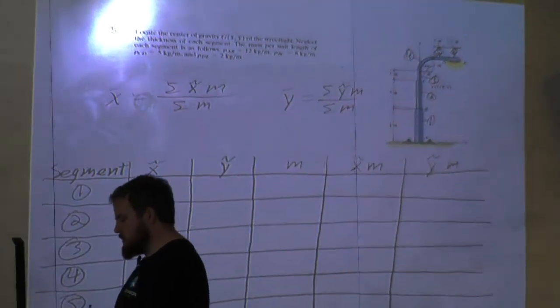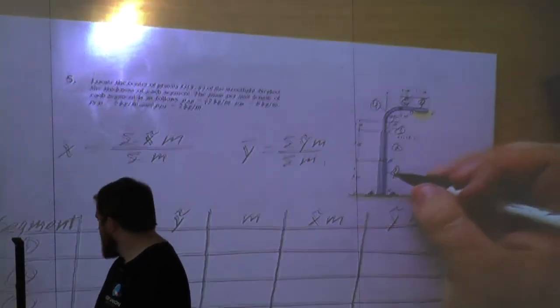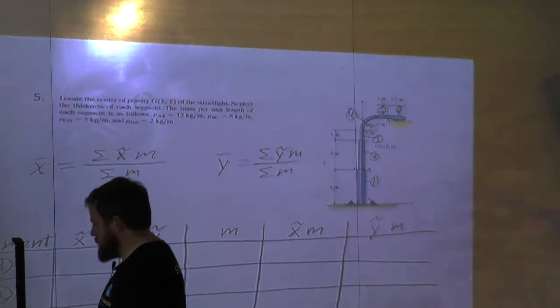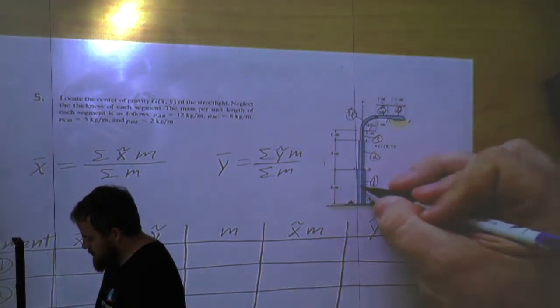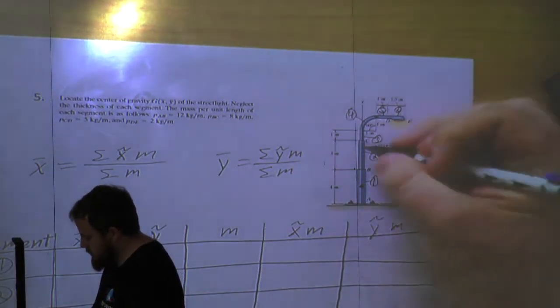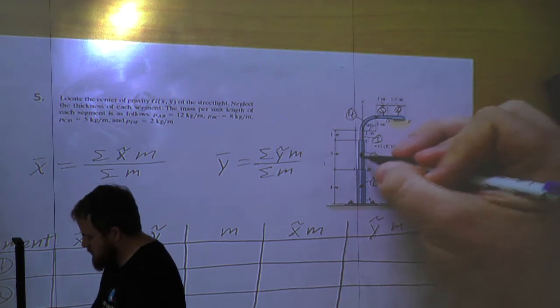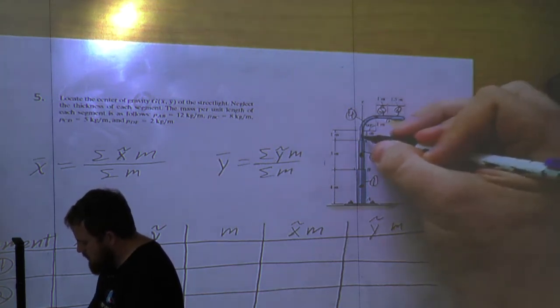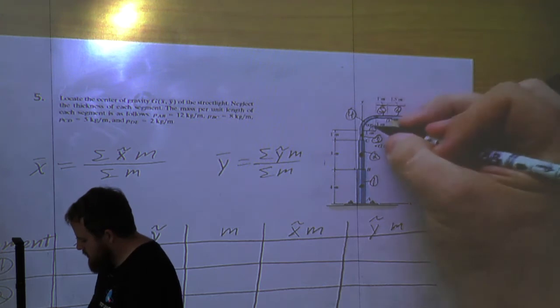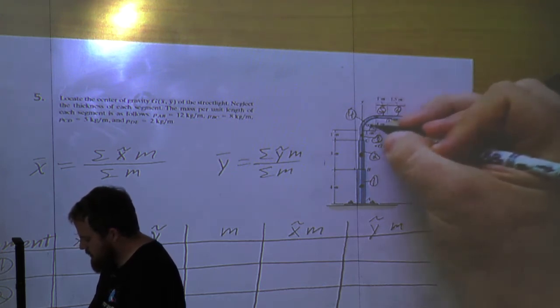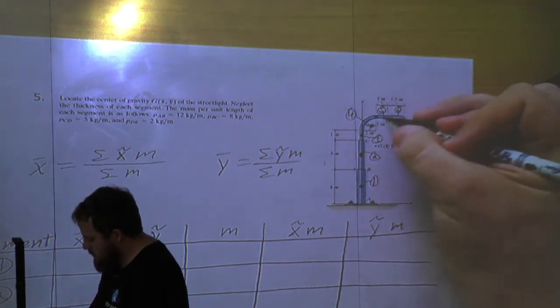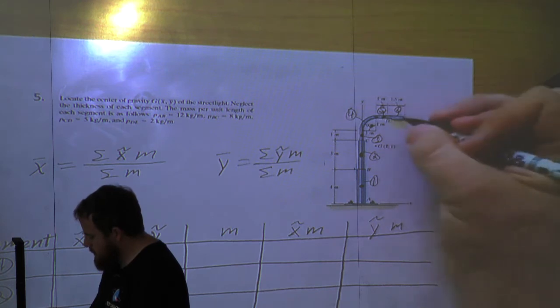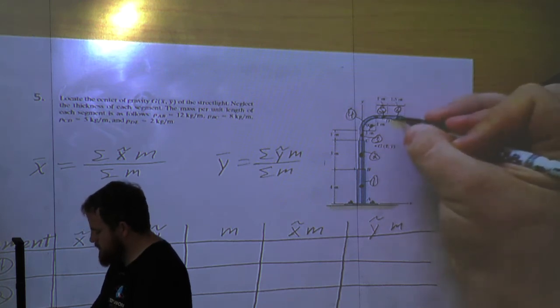Okay, so let's go through each segment and find where the centroid will be. For this one, the centroid's just in the middle there. This one, it's going to be somewhere right there. I'll explain that one later. That one's in the middle, and that one's in the middle again.